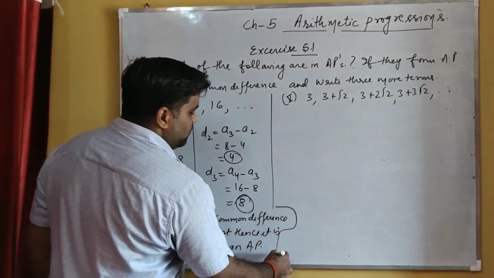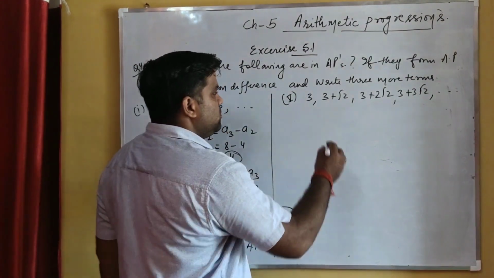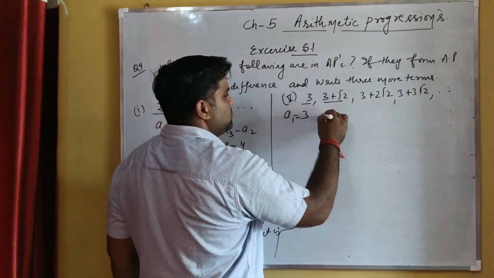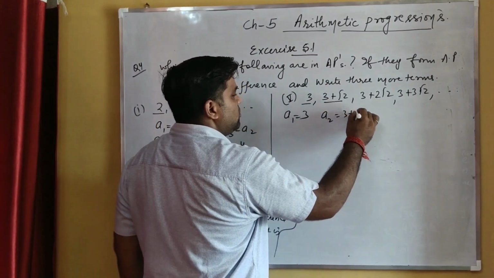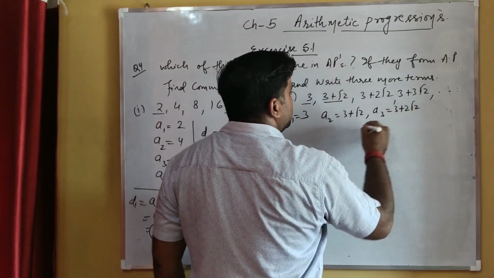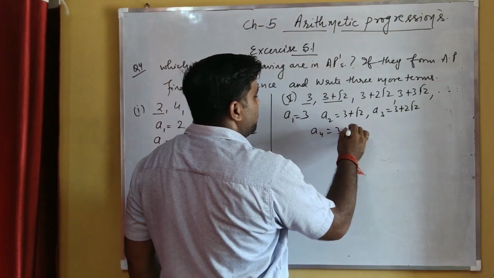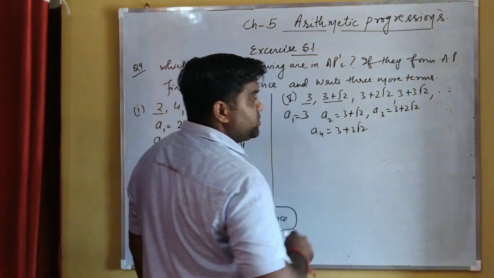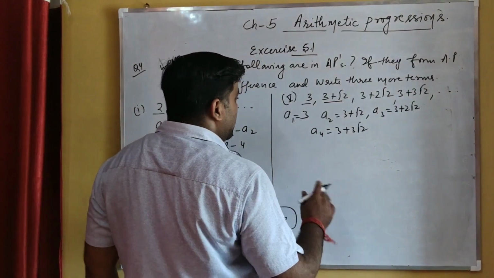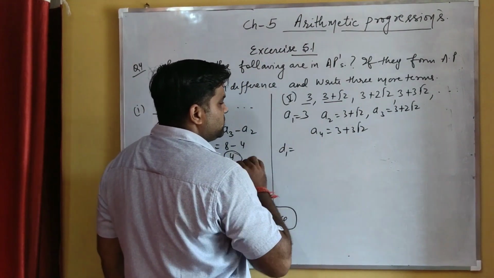Now let us come to the fifth part of this question. Again, consider it is the first term, it is the second term, it is the third term, it is the fourth term of the sequence. We have to check the common difference between these terms. If it is the same, then it is an AP. So let us check it.